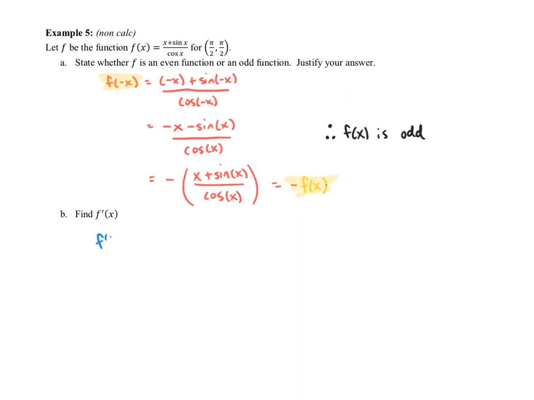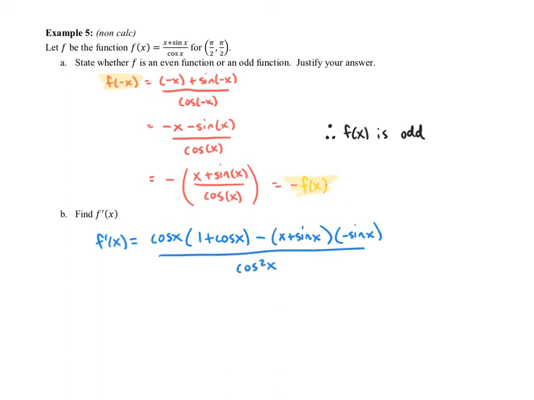So we have the derivative of f of x equal to the low function multiplied by the derivative of the high function minus the high function times the derivative of the low function divided by the low function squared. All right, let's work on simplifying this a little bit. So we end up getting cosine of x plus cosine squared x plus x sine of x plus sine squared x.